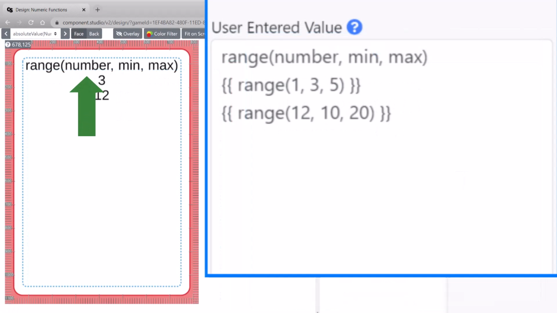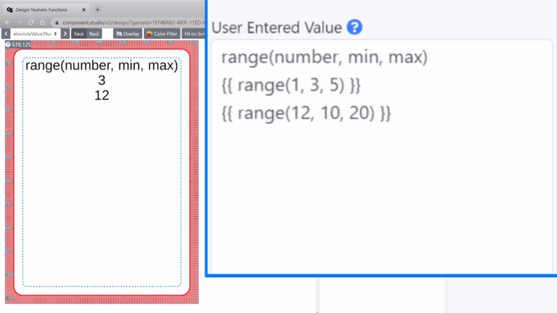Range examines the first number. If it falls between the min and max, the function returns the input number. If it does not fall within that range, it changes to the end of the range it is closest to.